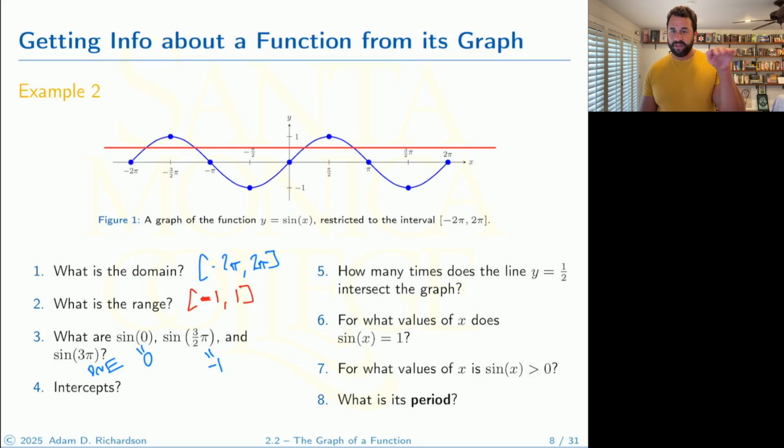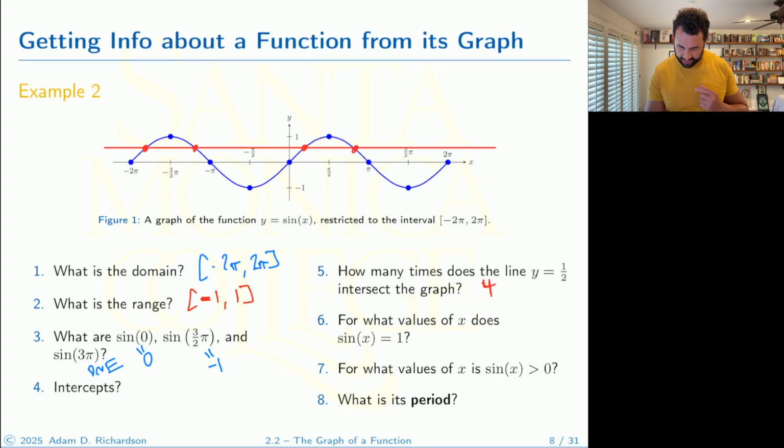Now, that red horizontal line is intersecting the graph a bunch of times. Let's just count them and mark them. One, two, three, four, and that's it. So this is intersecting the graph four times. In other words, there are four inputs that correspond to the output one half. We'll learn more about those in chapter 6 too. All right, how about this one?